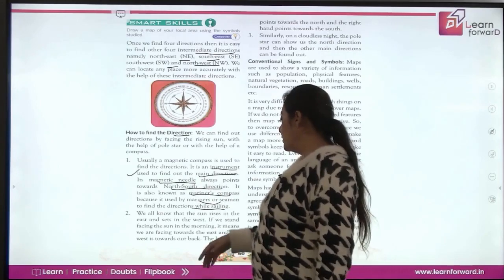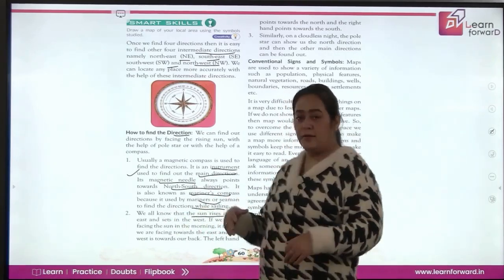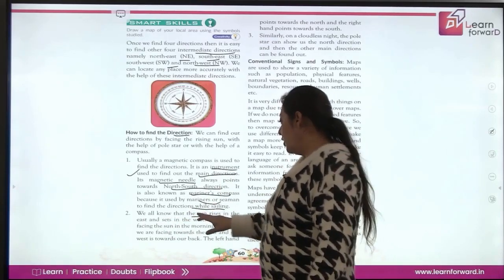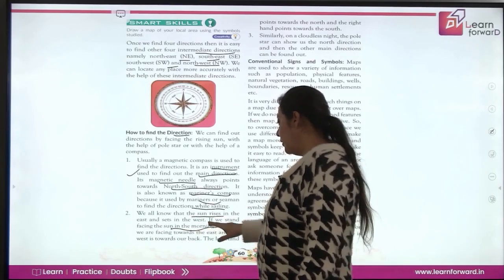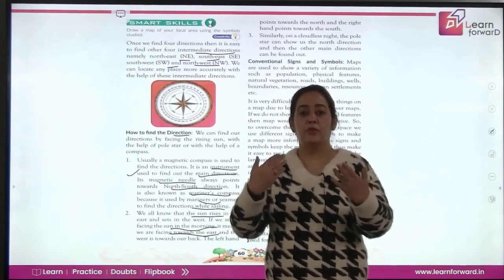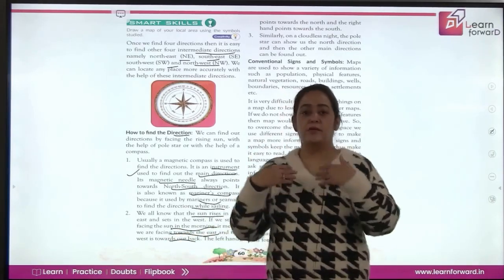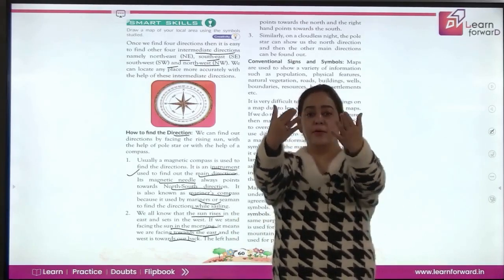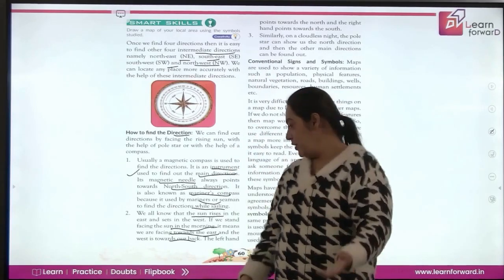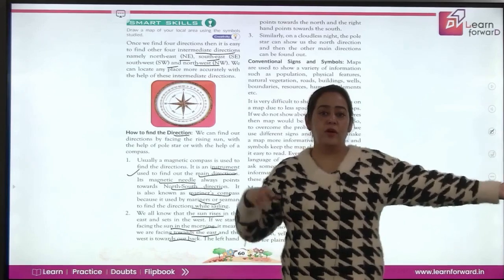The second way is that you just imagine that you're standing outside, and you know that sun rises in the east and sets in the west. So if we stand facing the sun in the morning, it means that we are facing toward the east. अगर यहाँ से सूरज निकल रहा है और मैं यहाँ खड़ी हूँ तो मैं किसको फेस कर रही हूँ? ईस्ट, राइट. And the west is towards my back, तो मैं अगर फेस करूँ यहाँ सन को तो मेरा सामने वाला direction क्या हो गया? मेरा east हो गया, और मेरा back वाला direction क्या हो गया? West हो गया. The left hand points towards the north. अब मेरा left hand north हो गया और right hand मेरा south हो गया.